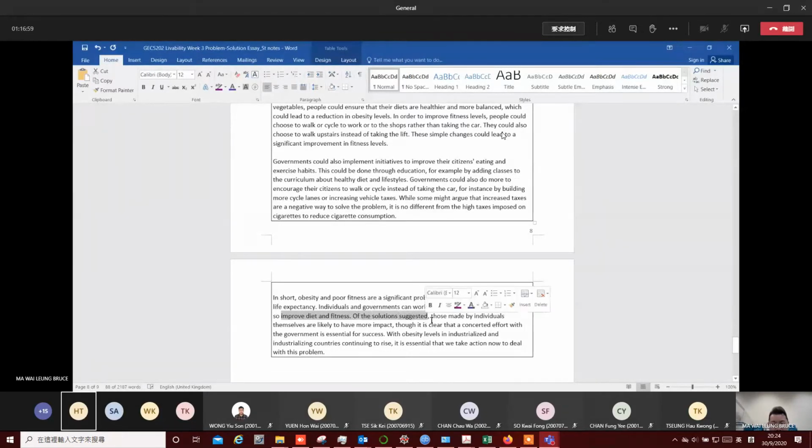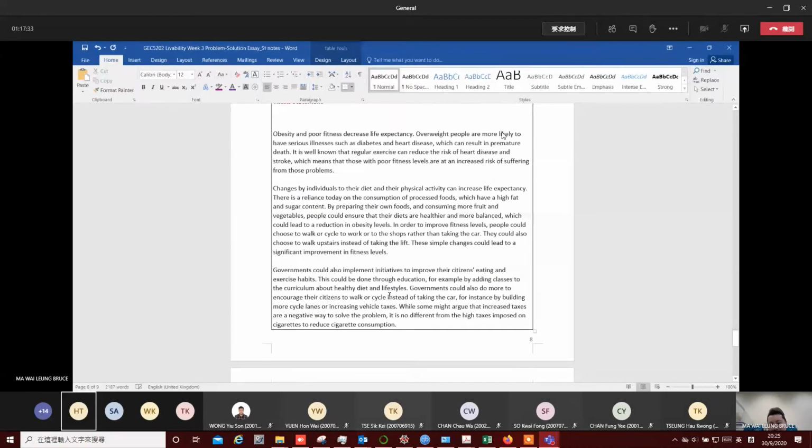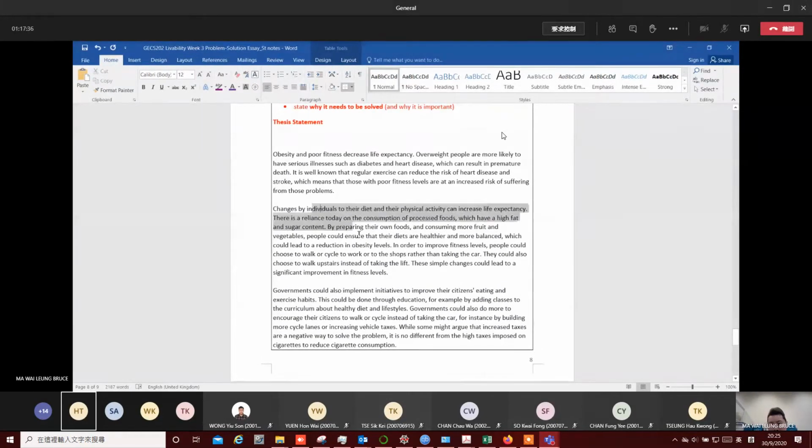Of the solutions suggested, those made by individuals themselves are likely to have more impact. See here? So among these two solutions, you may want to evaluate which one seems to be more important. I would think that, just like the writer, we should start from ourselves first, okay? Because we have our own control. We cannot just sit here, standing idle, waiting for our government's helping hand. So start from your own first. The efforts made by individuals are likely to have more impact, although it's clear that a concerted effort with government is necessary. This is a block style, right? It's another block style. One problem and two solutions.